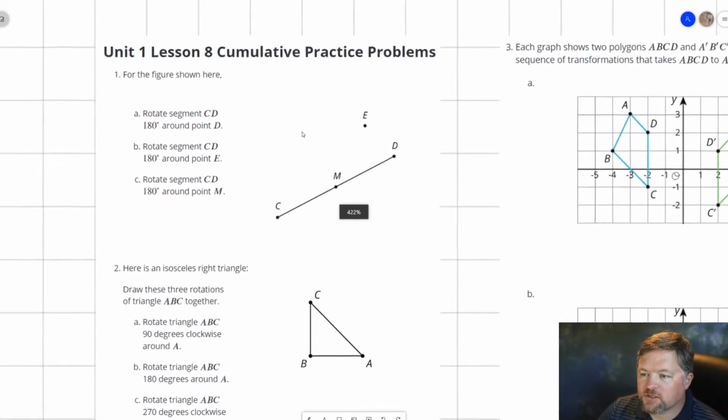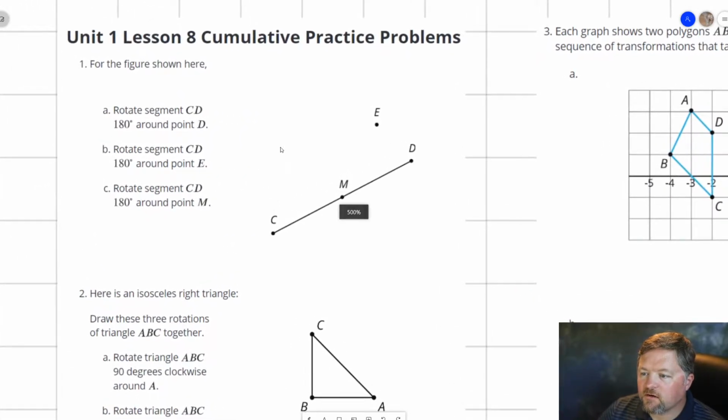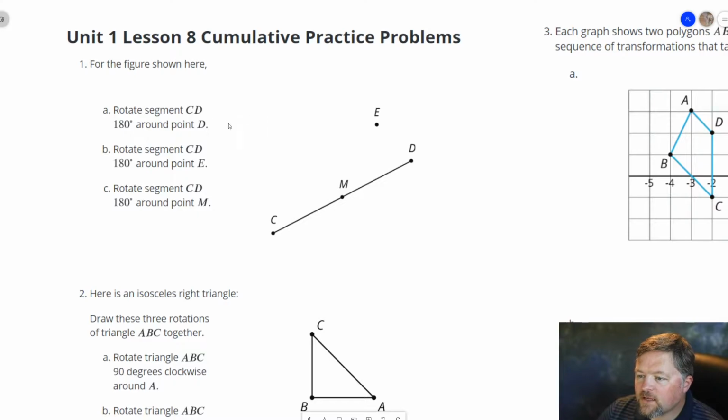Okay, the first question says, for the figure shown here, rotate segment CD 180 degrees around point D. So if we rotate that segment CD around point D, I'll even do these in different colors, around point D, it's going to look like that.